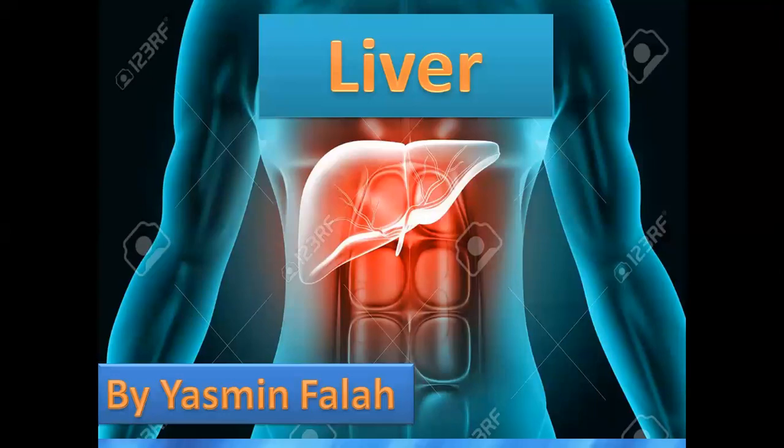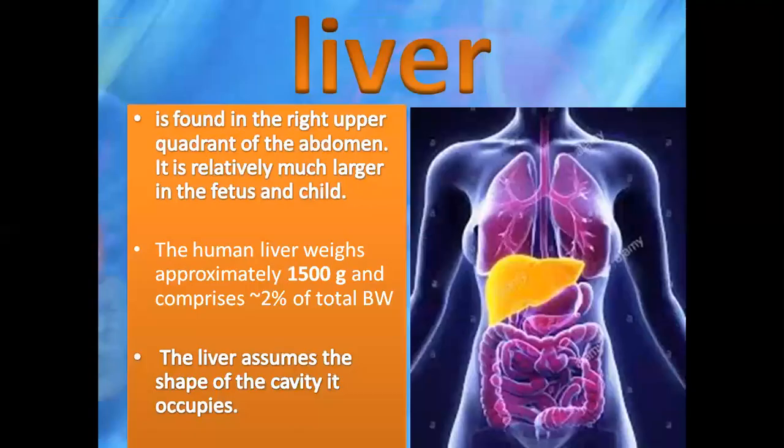Today, I'm going to be talking about the liver. The liver is found in the right upper quadrant of the abdomen. It is relatively much larger in the fetus and child. The human liver weighs approximately 150 grams and comprises about 2% of the total body weight. The liver assumes the shape of the cavity it occupies.